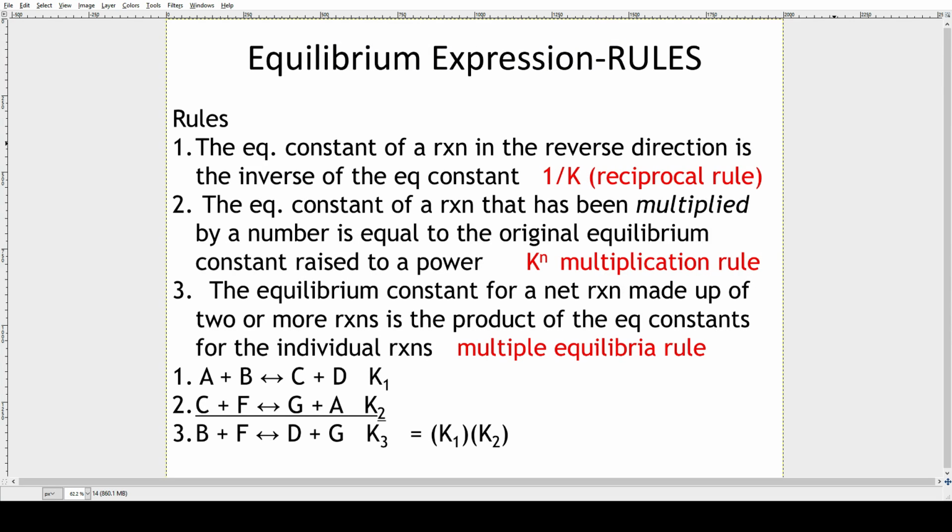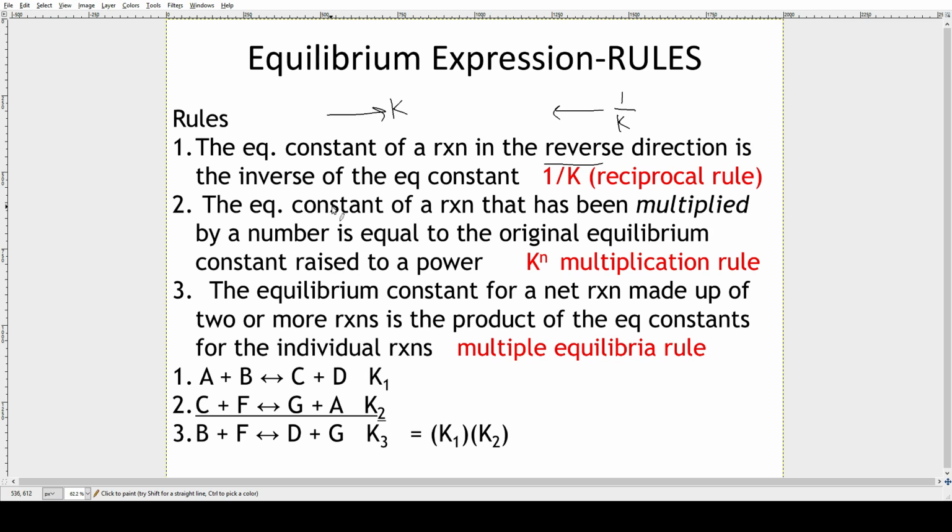Okay, so there are some rules you're going to need to know. These you'll have to memorize. Rule 1. The equilibrium constant of a reaction in the reverse direction is the inverse of the equilibrium constant. So if I write the equilibrium constant for something going in this direction, that is equal to K. Then if I want to write the equilibrium constant for it going that way, it will be 1 over K. That is the reciprocal rule, because reciprocal means 1 over.